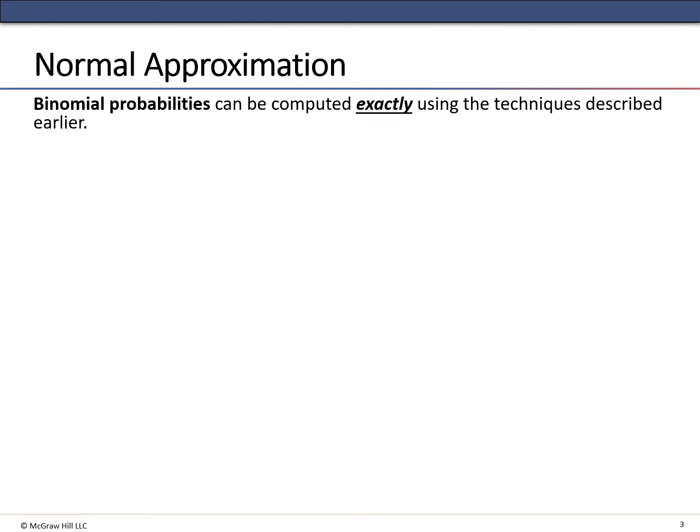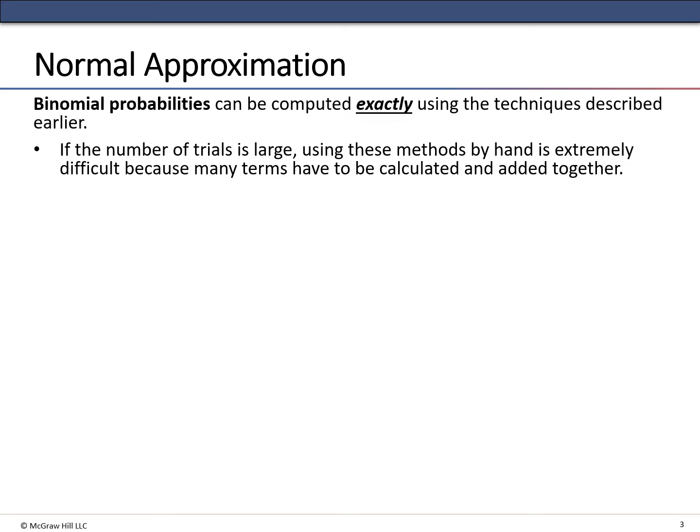Binomial probabilities can be computed exactly using what we've done before. If the number of trials is large, using these methods by hand is extremely difficult because many terms have to be calculated and added together. So if we're doing a large number of trials, like let's say flipping a coin, we may not want to do this 1,000 times and try to figure that out.